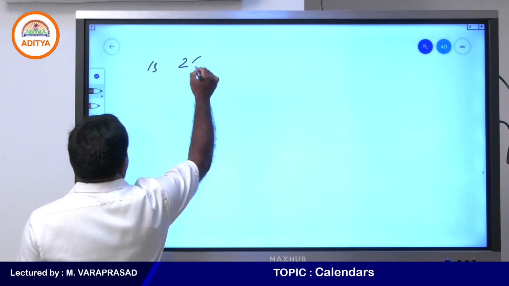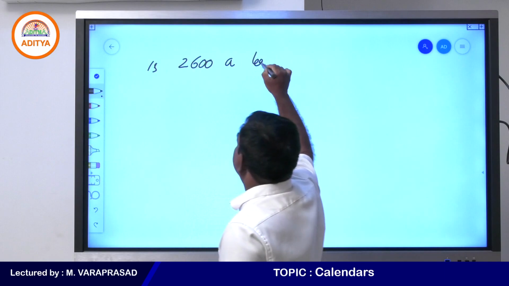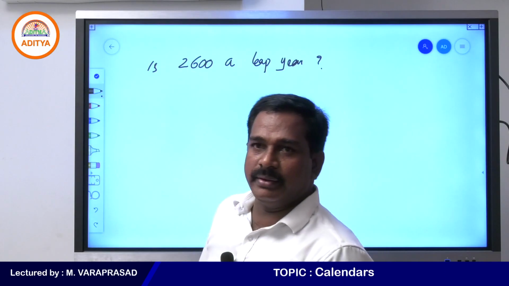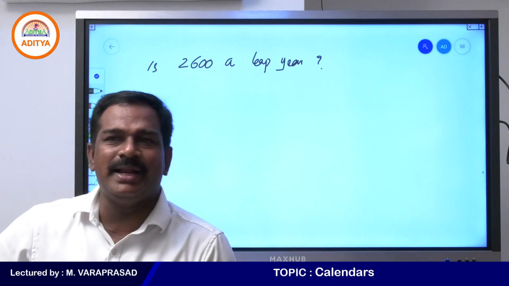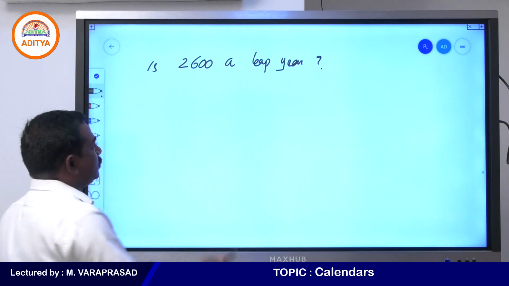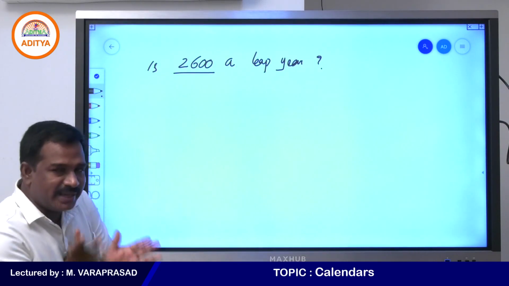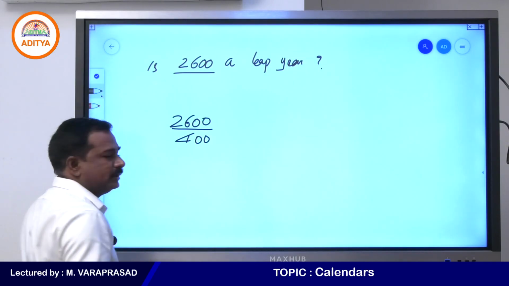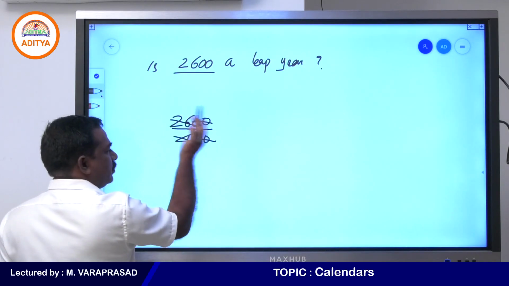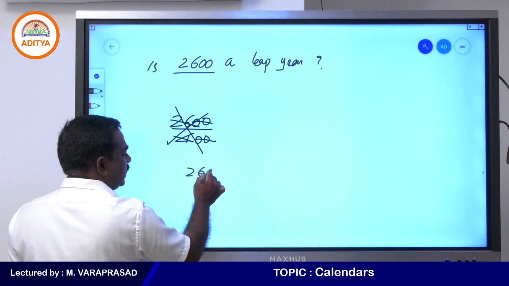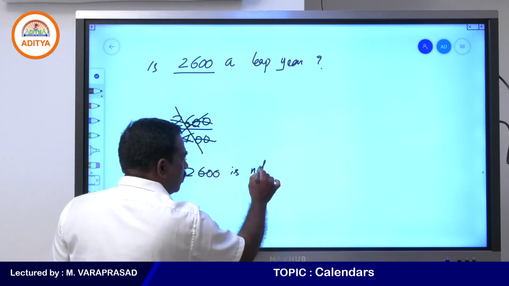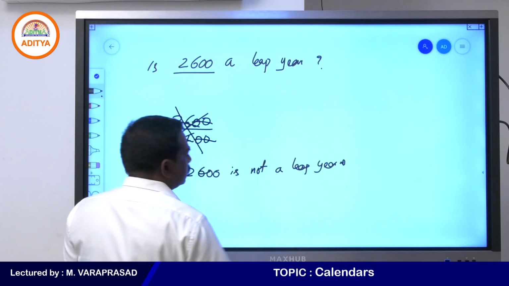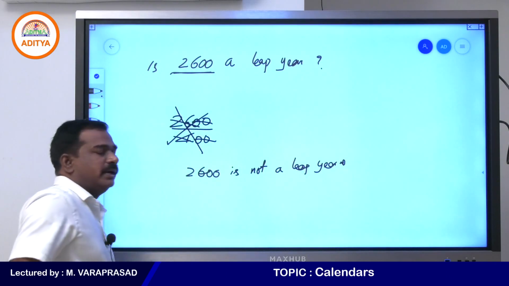Is 2600 a leap year? 2600, it's a century year. When a century year is given, you need to divide by 400. The zeros cancel, and 4 will not go into 26 evenly, so it is not possible. So 2600 is not a leap year.